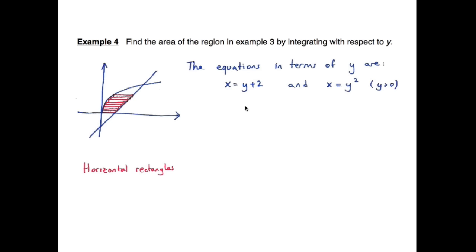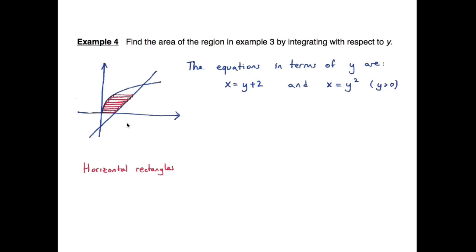So y equals root x, the equation of the first curve, becomes x equals y squared, where y is greater than 0. The other curve, y equals x minus 2, becomes x equals y plus 2. So these two equations define the exact same curves, but this time it's in terms of x. So using a horizontal rectangle, we're going to have to subtract curves and figure out which curve is above the other.